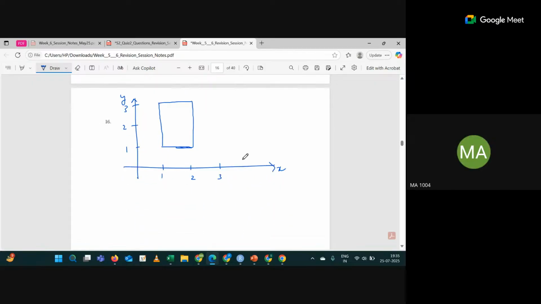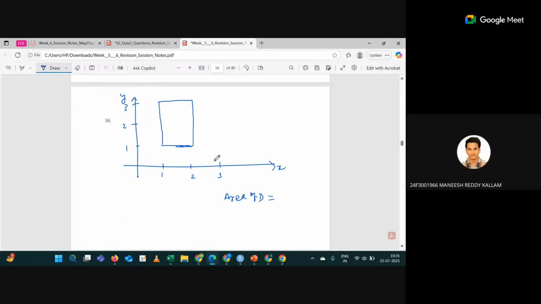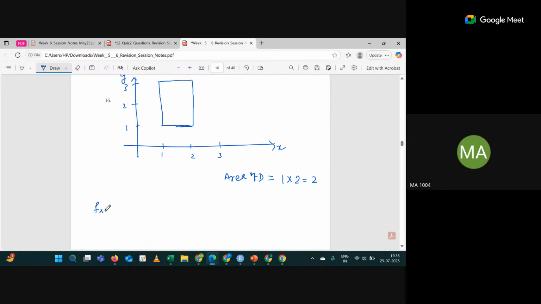What is the area of D here? What is the area here? 1 into 2, which is 2. So 2. What will be the f(x,y)? 1 upon area of D, so 1 upon 2. That's all. This is the way you got the joint density.